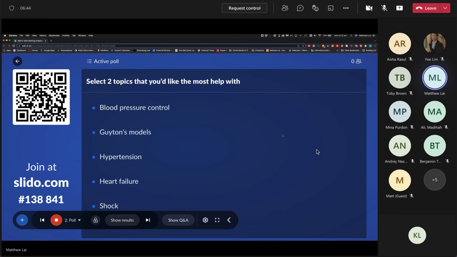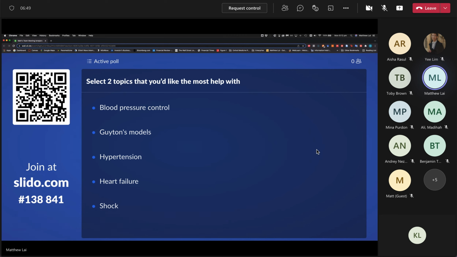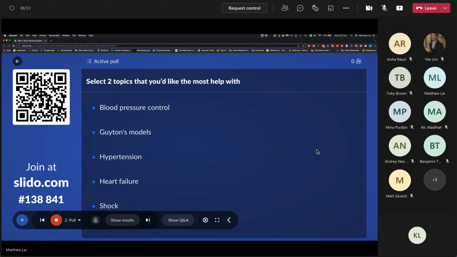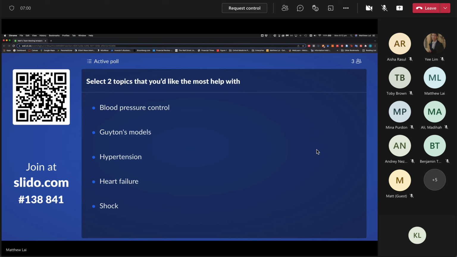question, which is this one, which is I'd like you guys to select the 2 topics that you'd like the most help with. Yeah, and it'd be really useful to get at least most of your responses so that we can have some kind of consensus on what to spend more time with, because there's a huge amount in this lecture, and it's going to be a rush to get everything done in time.